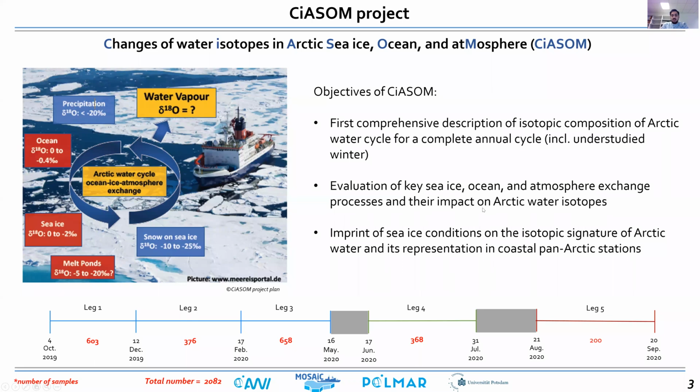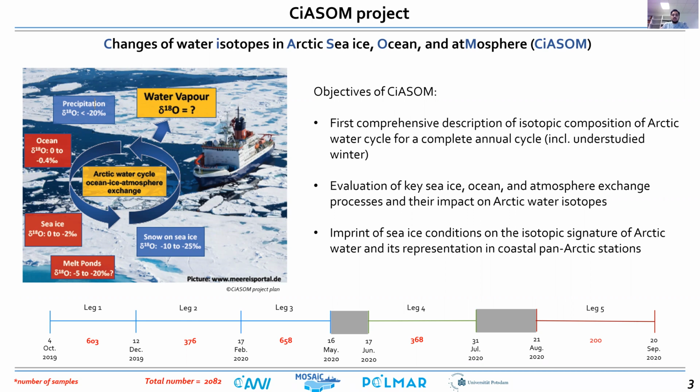And because of that, I also had to spend some time gathering the information and getting familiar with different sampling campaigns on the ice floe. And mainly the overarching goals of the project are first to have the first comprehensive description of the isotopic composition of the Arctic for the full annual year, including the understudied winter. Also to have an evaluation of key sea ice, ocean, and atmospheric exchange processes and the impact they have on the Arctic water isotopes, and to finally see the imprint that sea ice conditions leave on the isotopic signature of the Arctic water and the way they're represented in the coastal pan-Arctic stations.